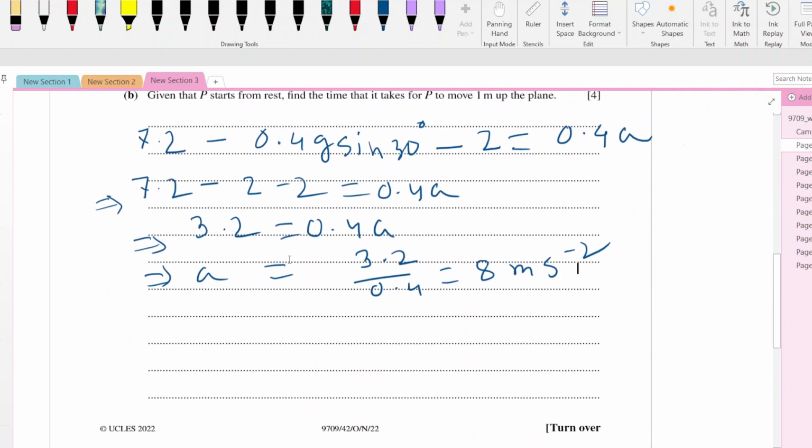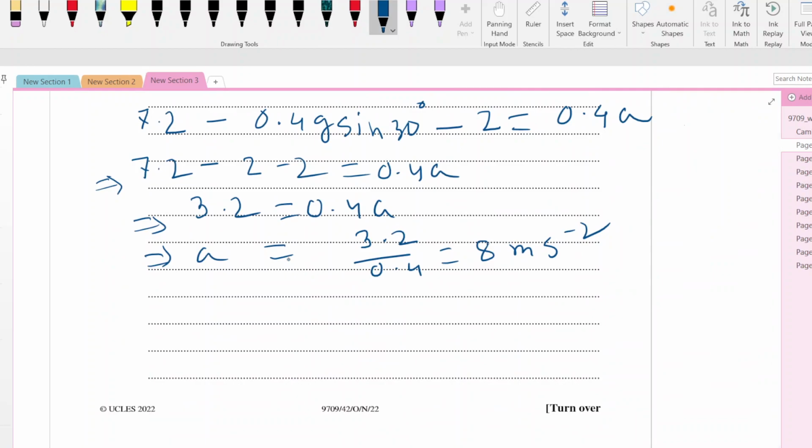And we know a formula, that is s equals ut plus half at squared. Since the initial velocity is 0, therefore half the acceleration, 8, into t squared, and s is here 1. Now t squared equals 1 by 4 and t equals 0.5 seconds. This is done.